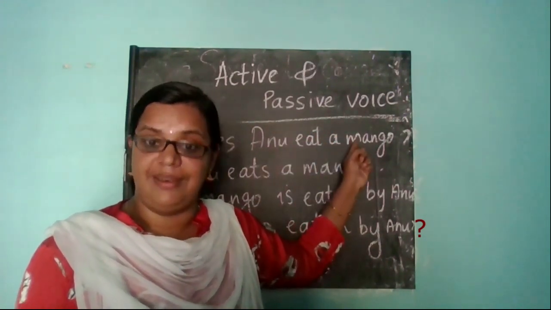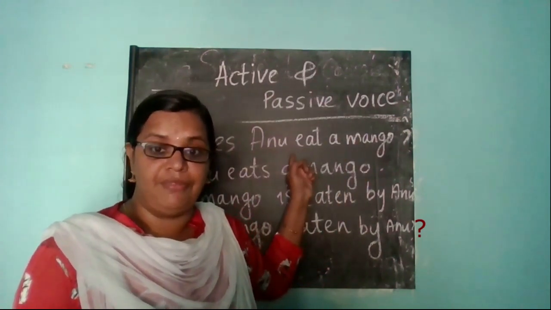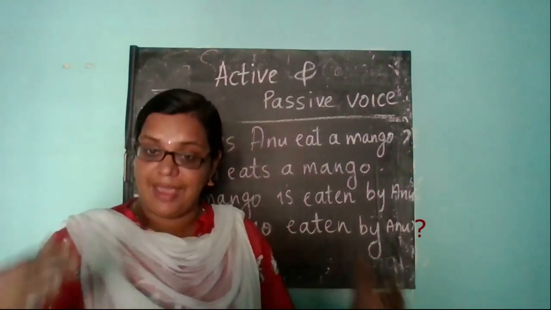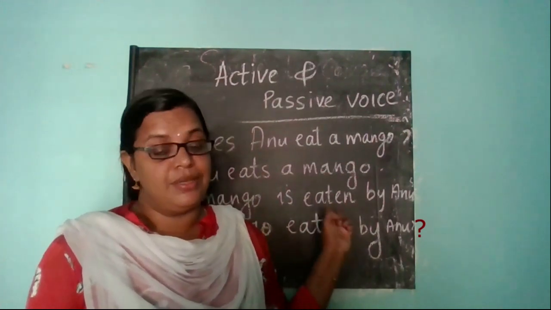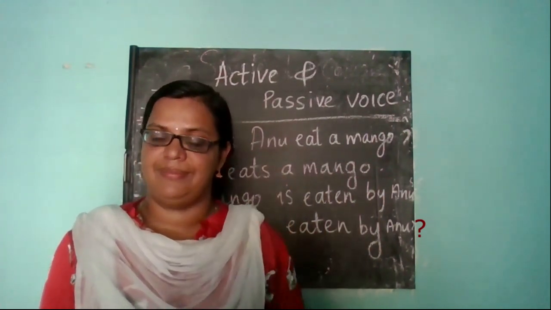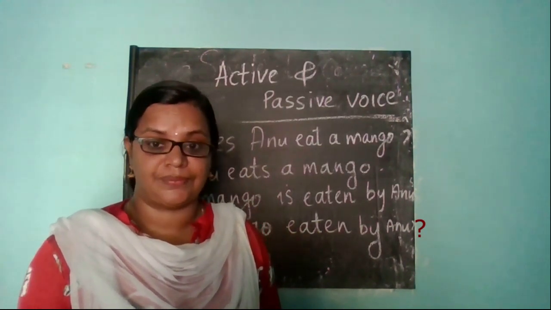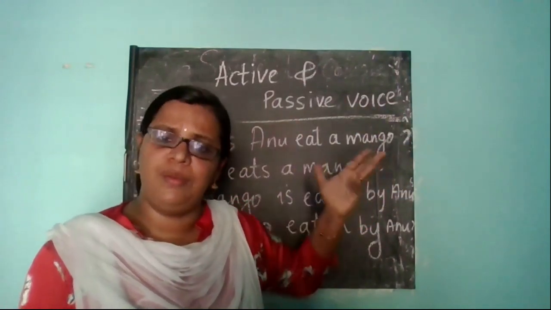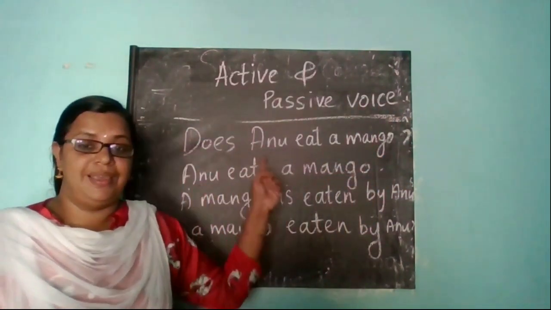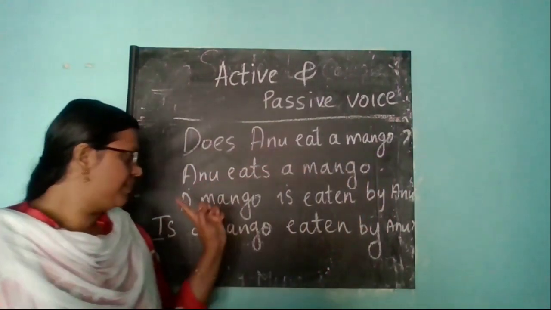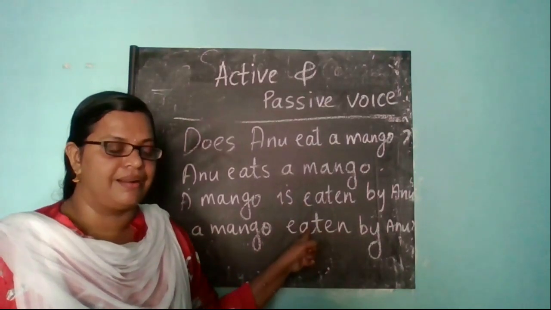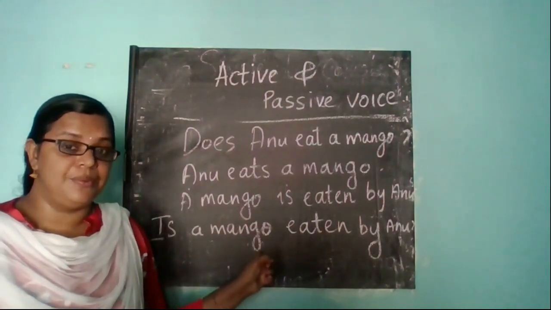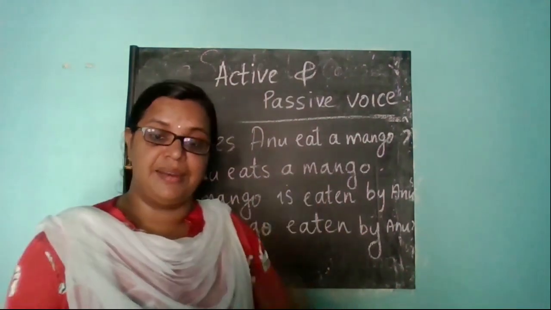In present tense, the question will begin with do or does. We are talking about yes or no question. In the case of yes or no question, the question will start with do or does. Clear? Children, if here we write mangoes, then how will be the answer? Anu eats mangoes. Mangoes are eaten by Anu. Then interrogative, are mangoes eaten by Anu?